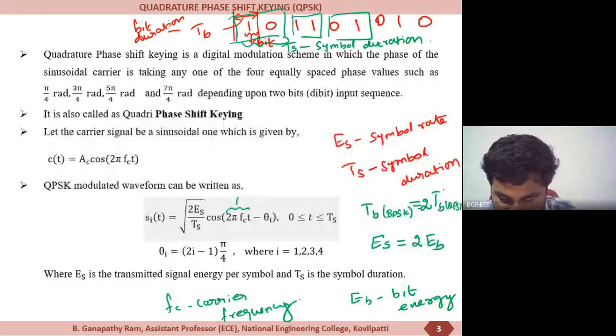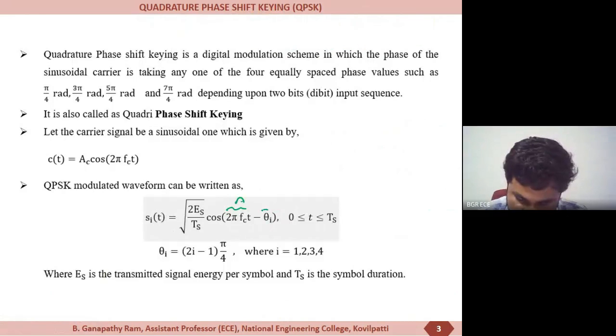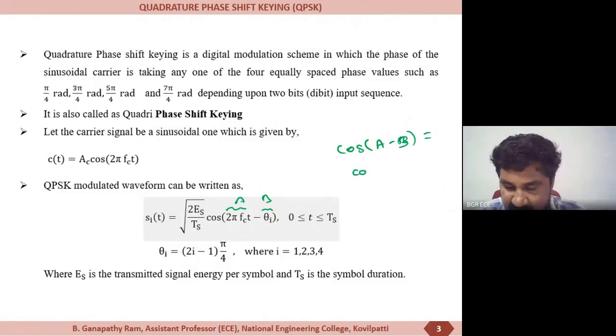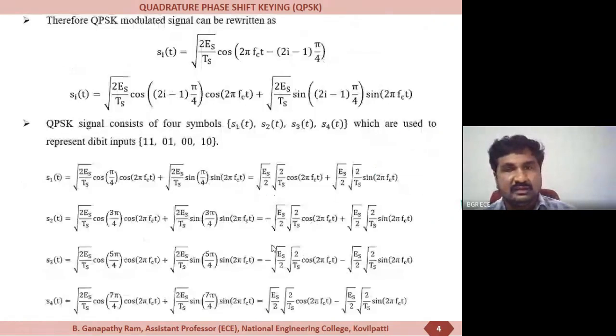And this equation is in the form of cos A minus B. So we know that cos A minus B can be written as cos A cos B plus sin A sin B. So we can expand this expression cos of 2 pi FCT minus (2i minus 1) pi by 4 as cos of (2i minus 1) pi by 4 cos 2 pi FCT plus square root of 2 ES by TS sine of (2i minus 1) pi by 4 into sine 2 pi FCT.